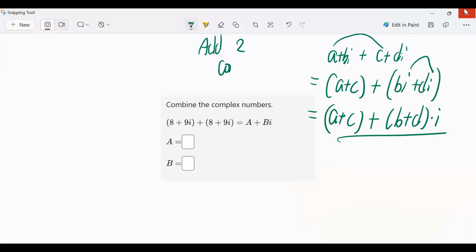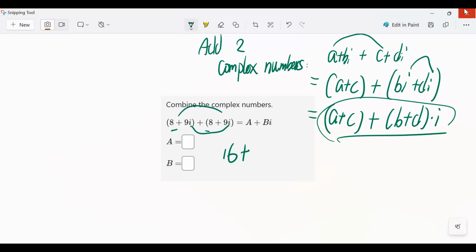So you get this. And very similar here, we're just adding, so work on the left-hand side, right? Adding 8 and 8, you get 16. And then 9i and 9i, you basically add the coefficients. A lot like 9x plus 9x, you add the coefficients, you get 18x. Same thing here, we add 9 and 9, you get 18i. That's the result on the left-hand side.